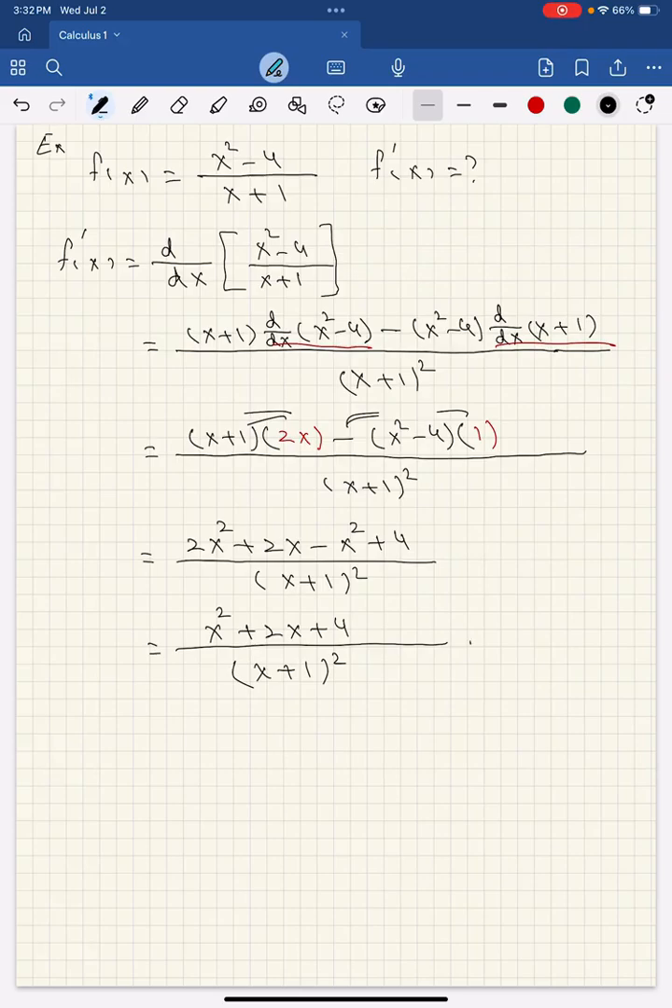Correct? That's your final answer, which is your f prime of what? f prime of x.